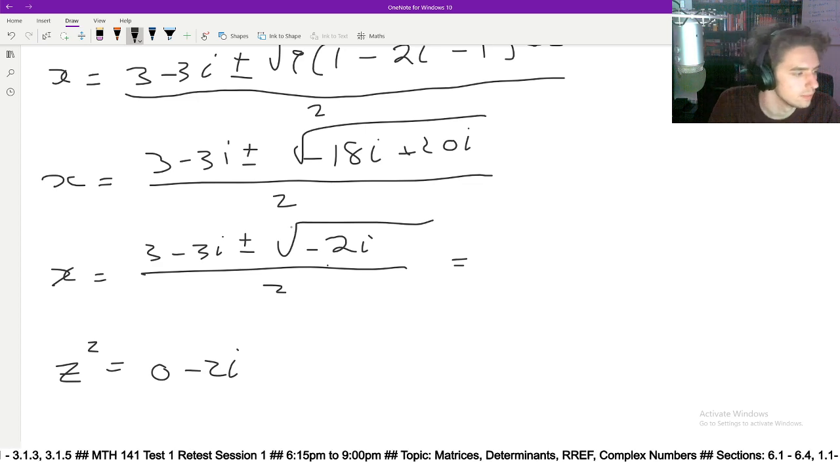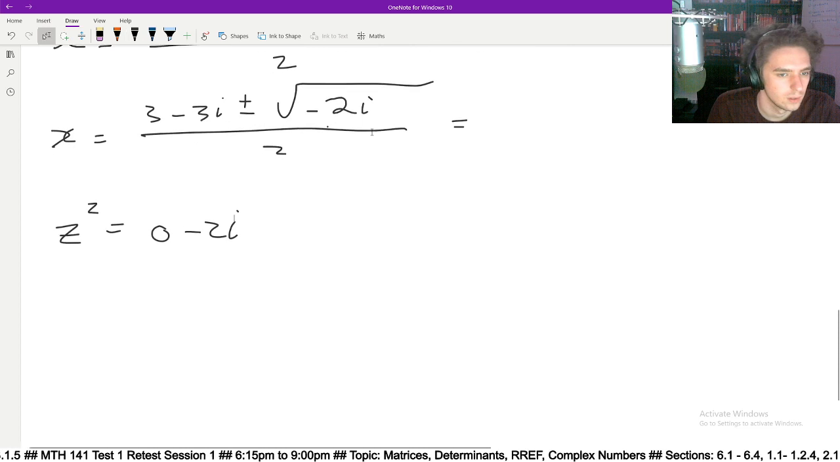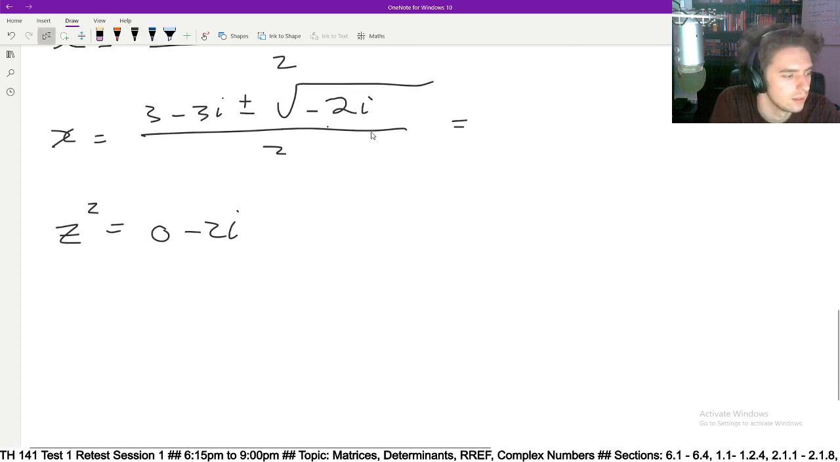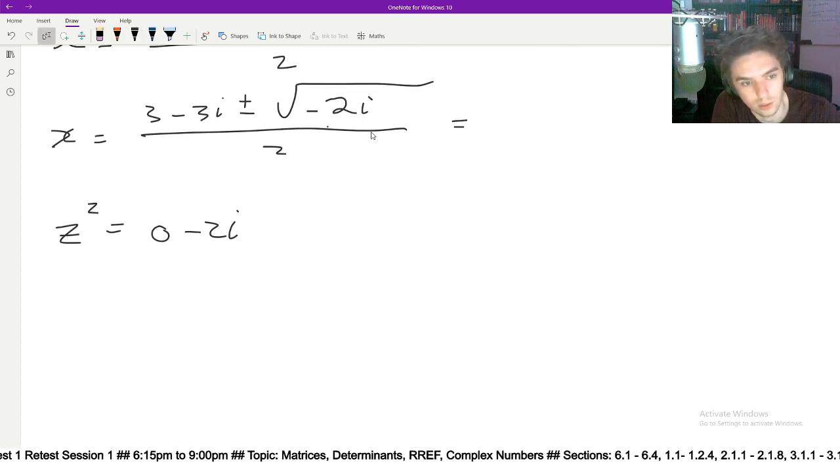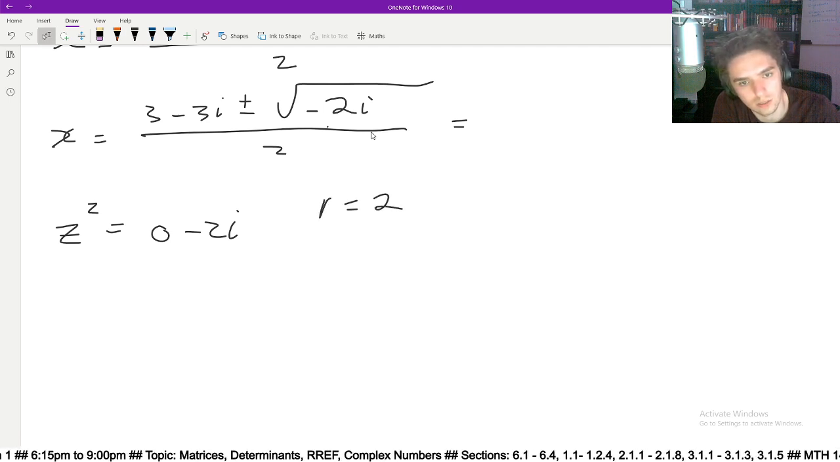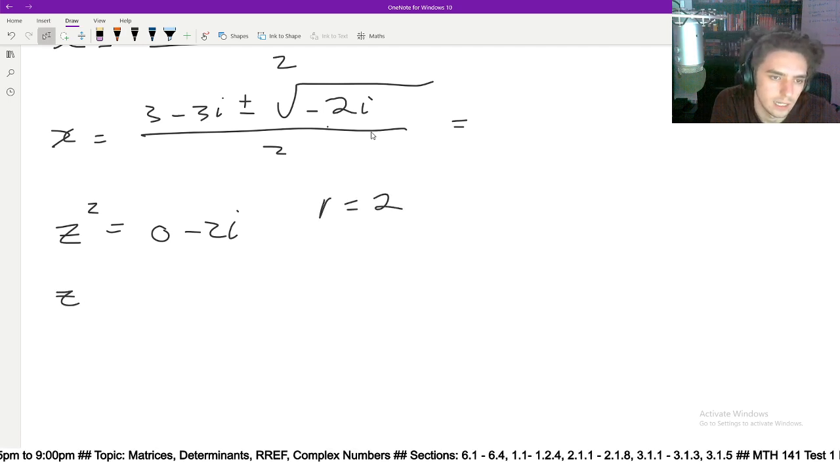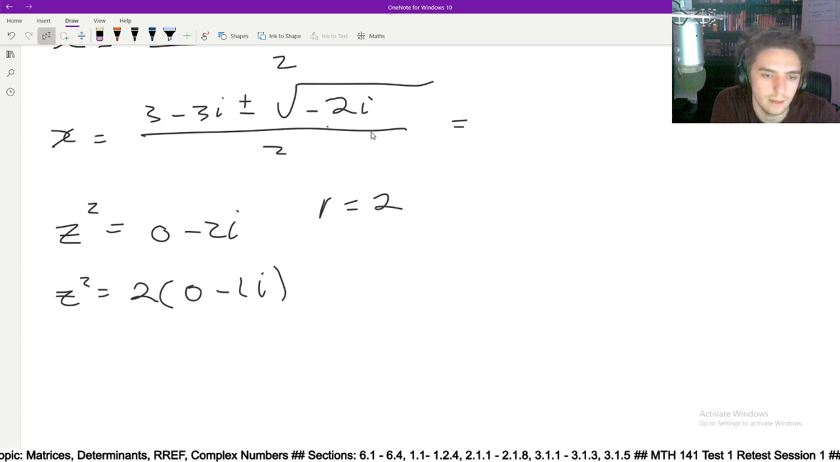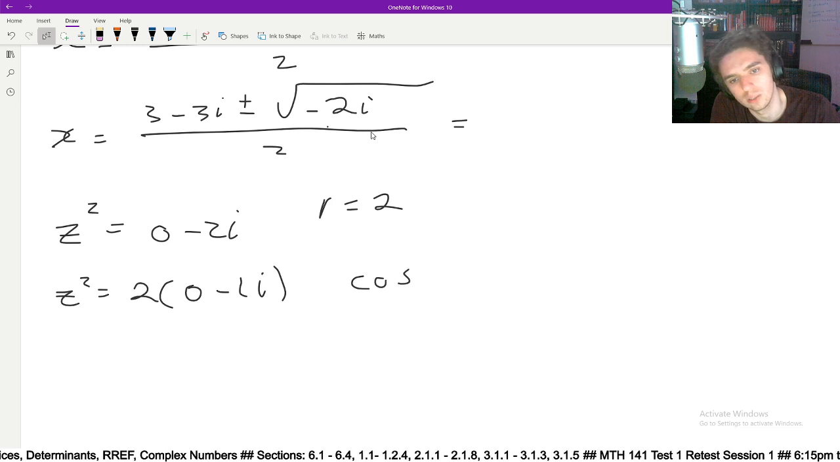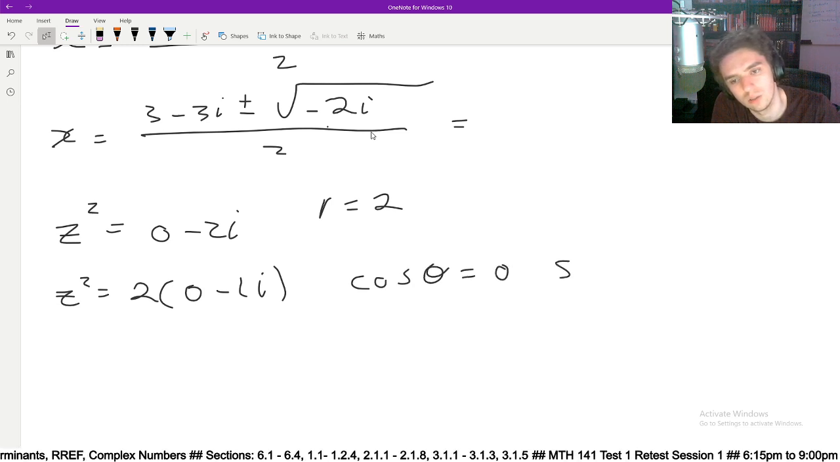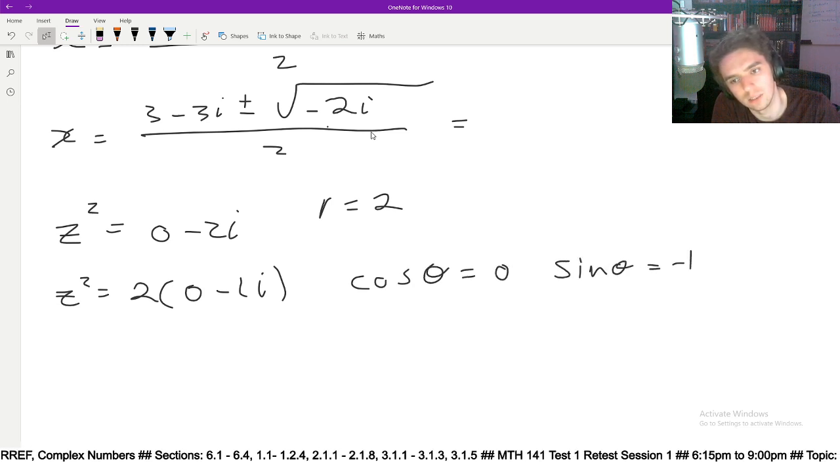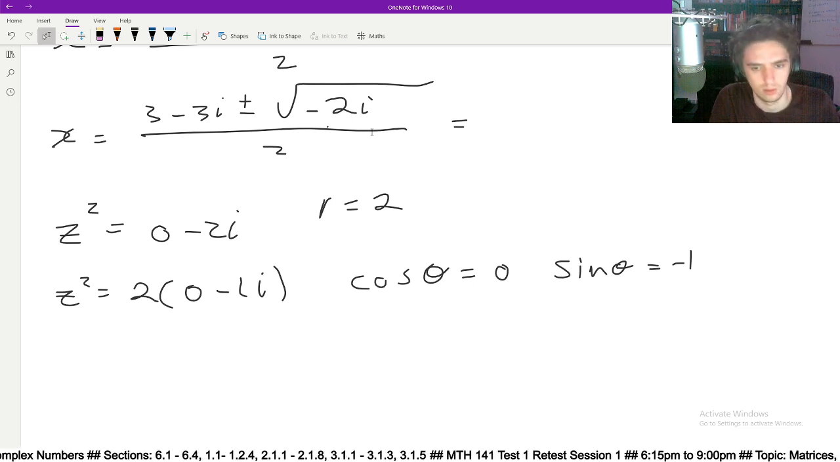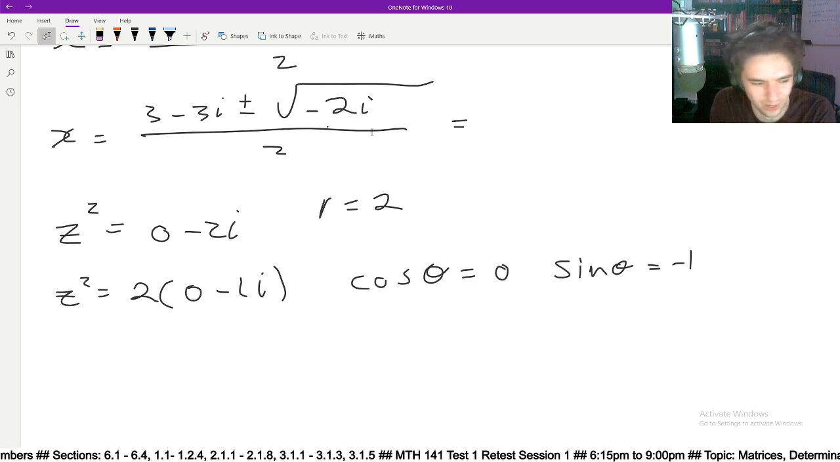I guess no one's going to say anything. So let's put this into polar form. The r value is 2, so it's going to be z equals 2 times (0 minus 1i). Okay, so cos theta equals 0, and sine theta equals -1. I shouldn't be so confident. Let's see.